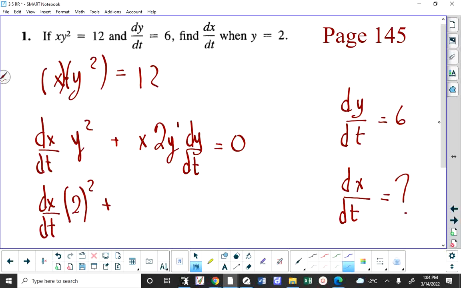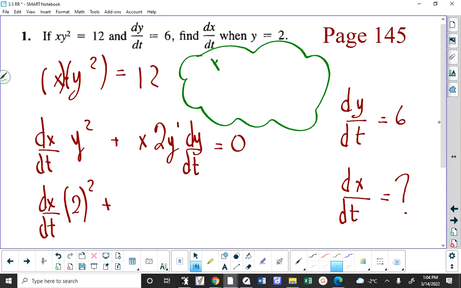But we are told that x times y squared has to give you 12. So if y is 2, then x times 2 squared has to give you 12. This is just a detour we have to make temporarily. I guess that's what detours are. Before we get back on track, we have to calculate x.